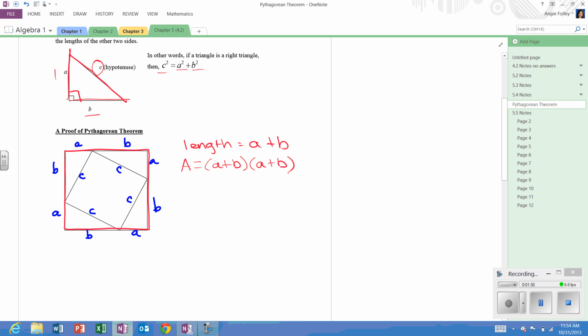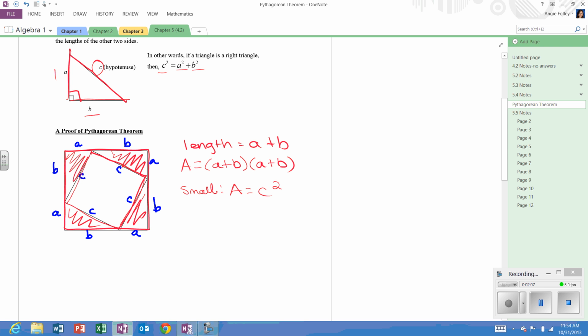Okay. Now, we know that the area of this giant square is going to be equal to all these little areas added together. So we've got this triangle, this triangle, this triangle, and this triangle, all those added together, plus this other little square on the inside. That should equal the area of the whole big thing, okay? So let's look at first the smaller little square inside. That smaller square, the area is going to be equal to c squared because one of its lengths is c. So to find area, we multiply the side times the side.